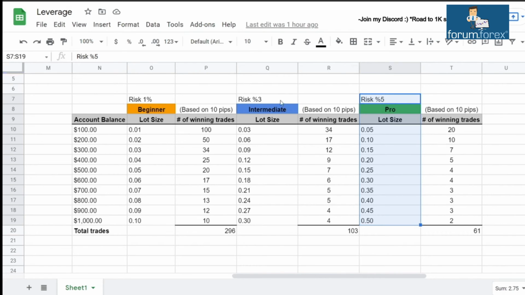But again, if you're not too advanced in trading, I would recommend you using the intermediate style. But if you feel like you can do it, if you feel like you're there, I would use the pro and just match this up, right? You got $100 in your account, you're using a 0.05 lot. You got $200 in your account, you're using a 0.10 lot, right? These are the number of trades you need to take to get to the next level. Notice the total trades, right?